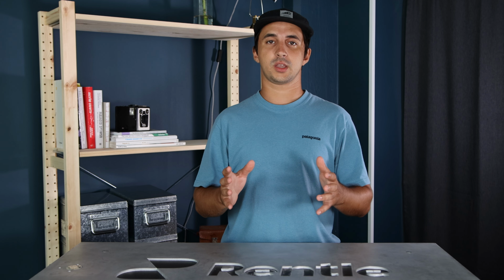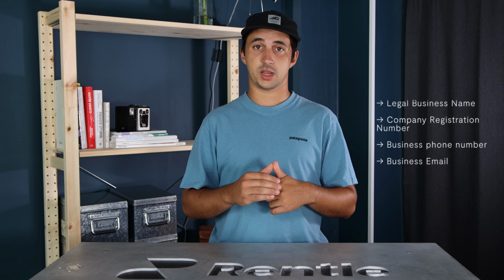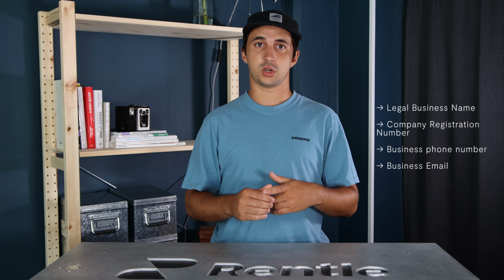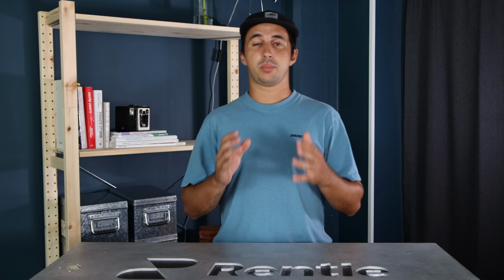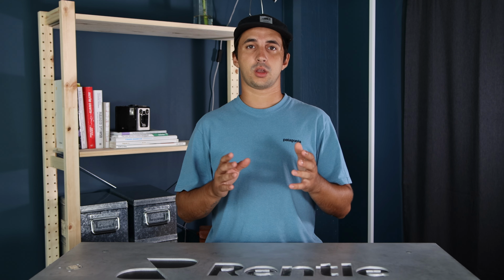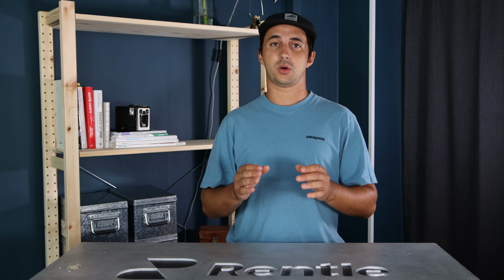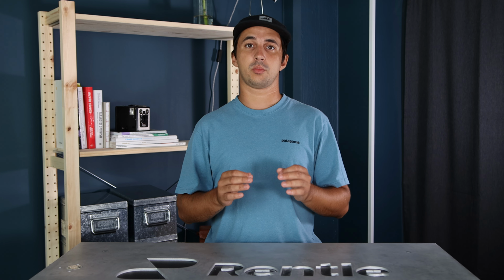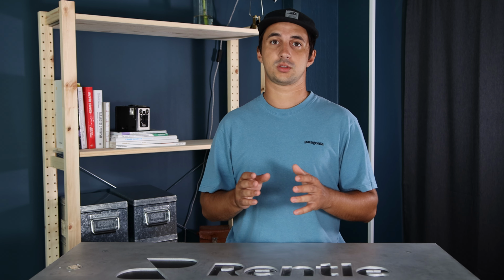Let's start with entering your company details. Note that the required details can change depending on the country. Typically, the info includes legal business name, company registration number, business phone number, and business email. After completing the form, you'll need to upload a company document. Pay attention that the legal business name you enter is spelled exactly as it appears on your company document, and the other required information is clearly visible in the document.